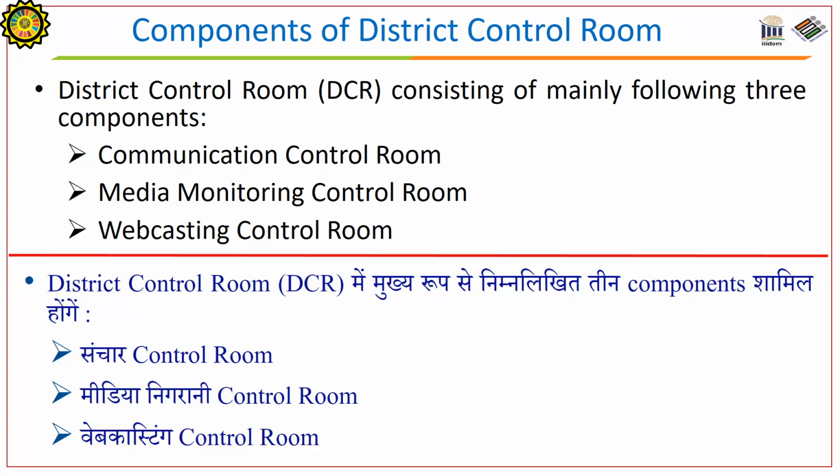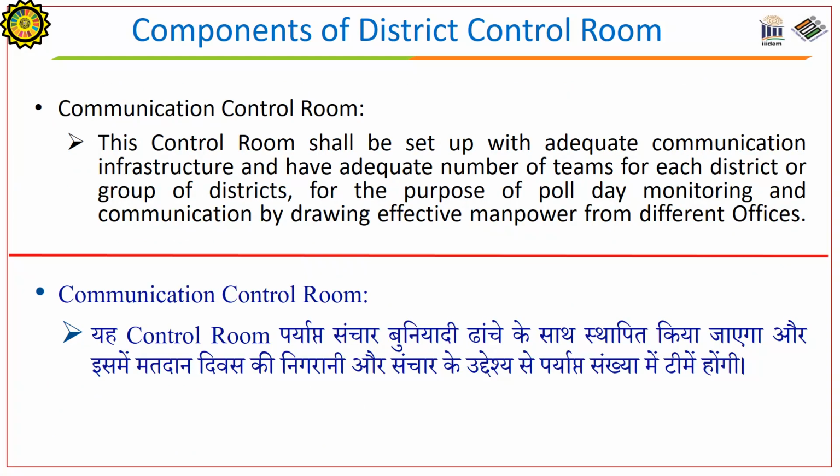District control room consists of mainly the following three components: communication control room, media control room, and webcasting control room. Communication control room. This control room shall be set up with adequate communication infrastructure and have an adequate number of teams for each district or group of districts for the purpose of poll day monitoring and communication by drawing effective manpower from different offices.